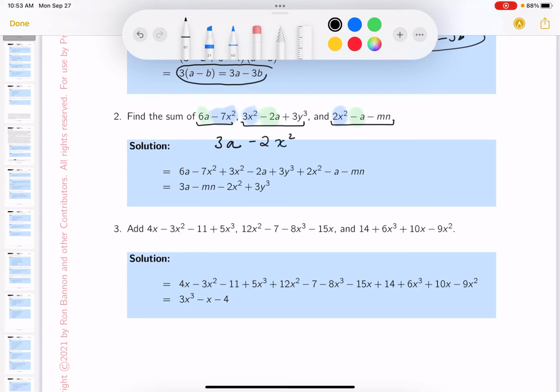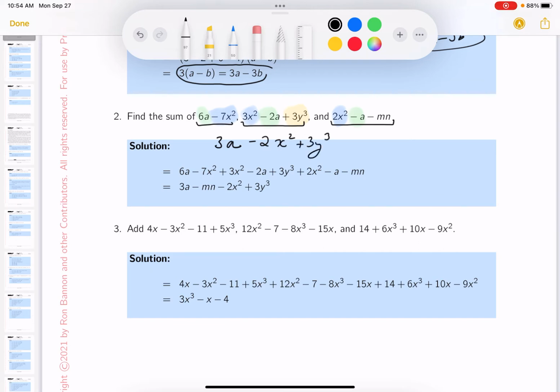And next, when I'm pointing out what I'm looking at, I'm looking at this y cubed term right over here. Whoops, sorry about that. My eraser, I didn't mean to scratch that. I want to highlight it. So we're looking at the cubes. I see no other cubes, so that's it, just 3y cubed.